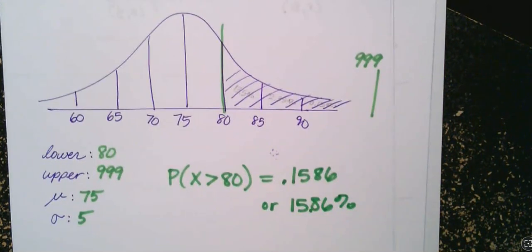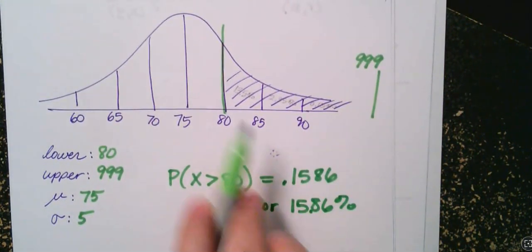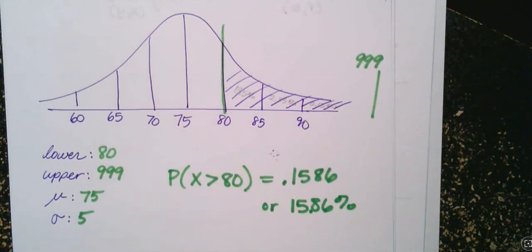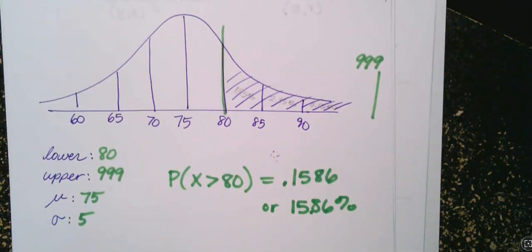Now that's very close to 16%. So you can see that the empirical rule is not very far off. The empirical rule is just kind of rounded to make it easy to deal with. One more thing to point out here.